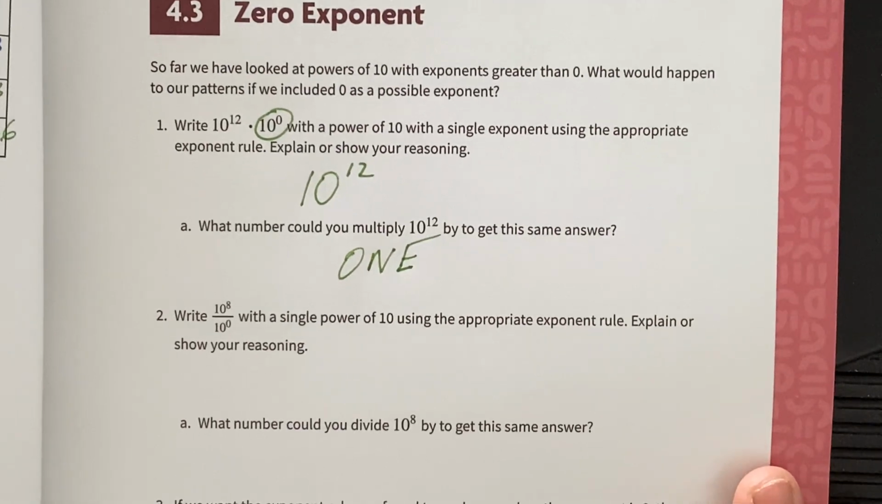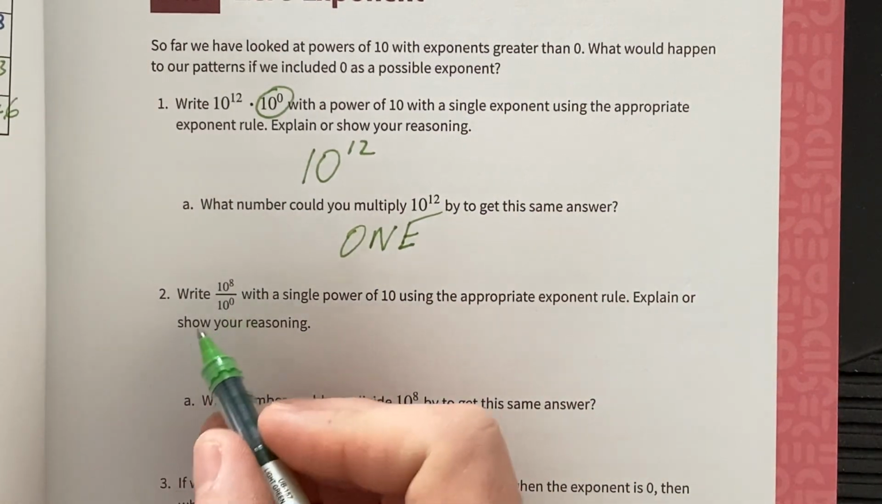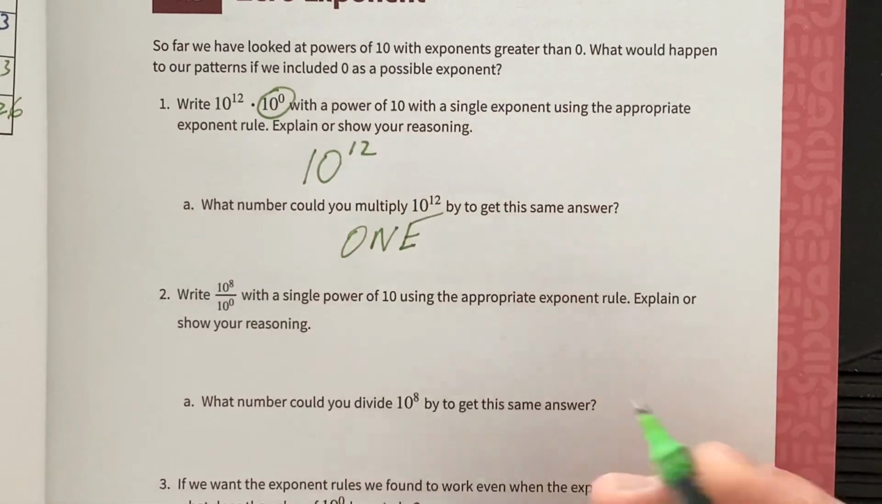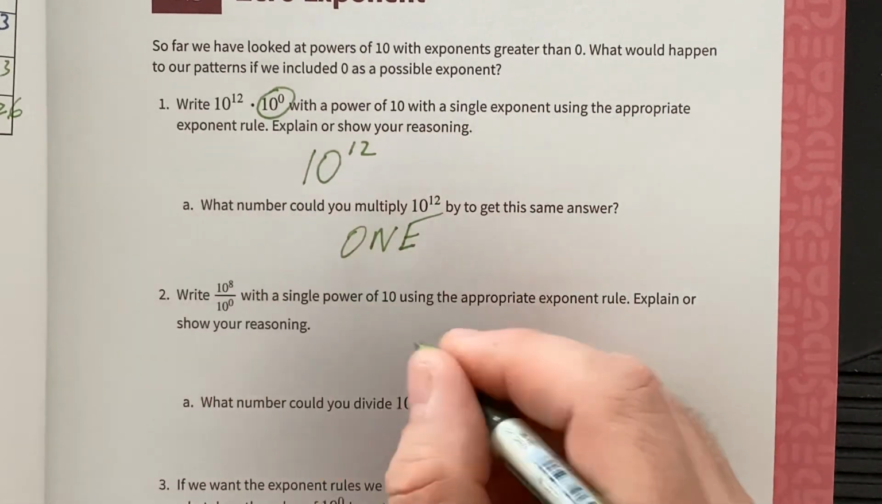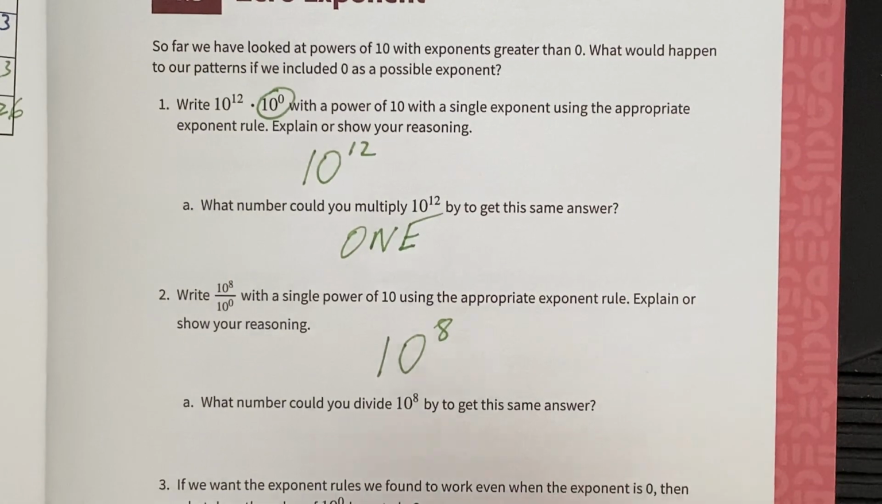Okay, let's look at the next one, dividing. 10 to the 8th divided by 10 to the 0. We just talked about this today. When I am dividing, what do I do to the exponents? So 8 minus 0, 8. So what other number could I divide 10 to the 8th by to give me the same number? 1.